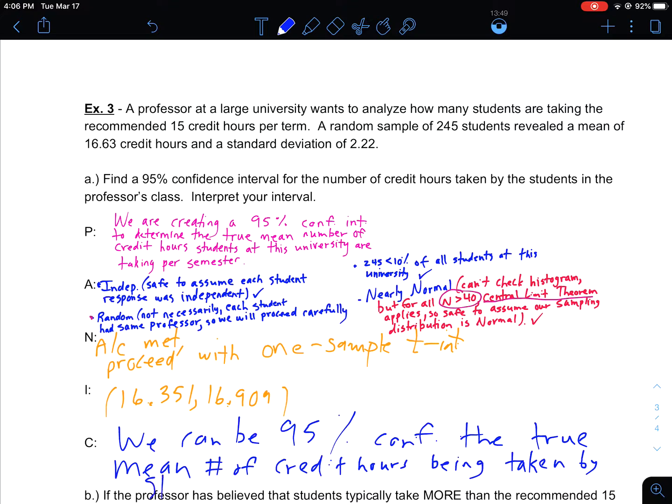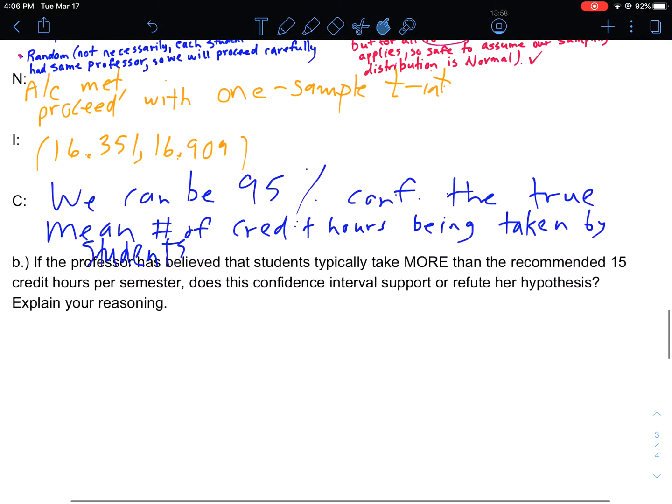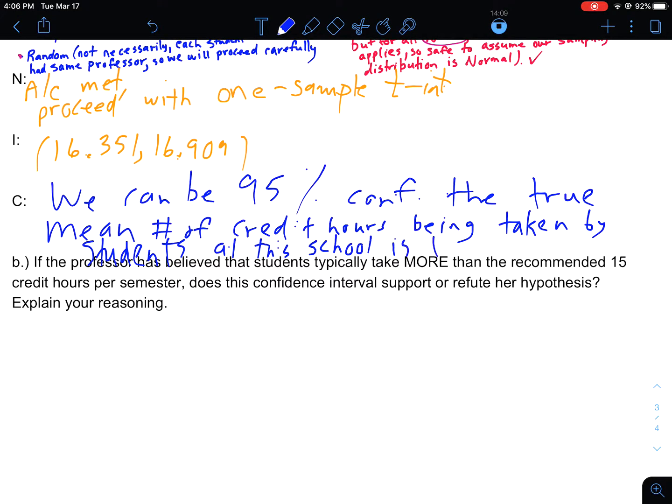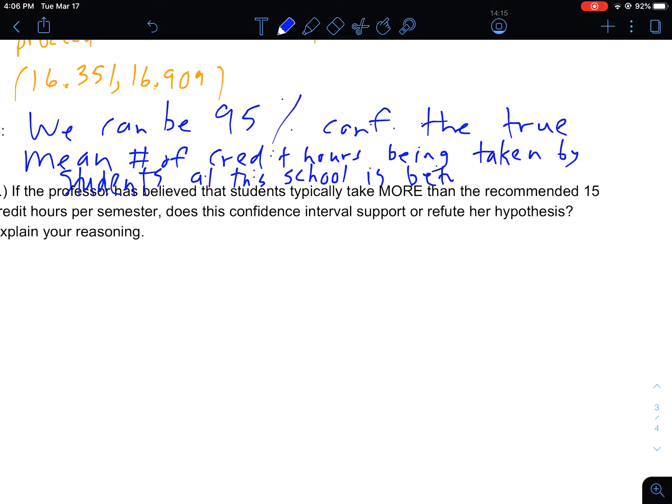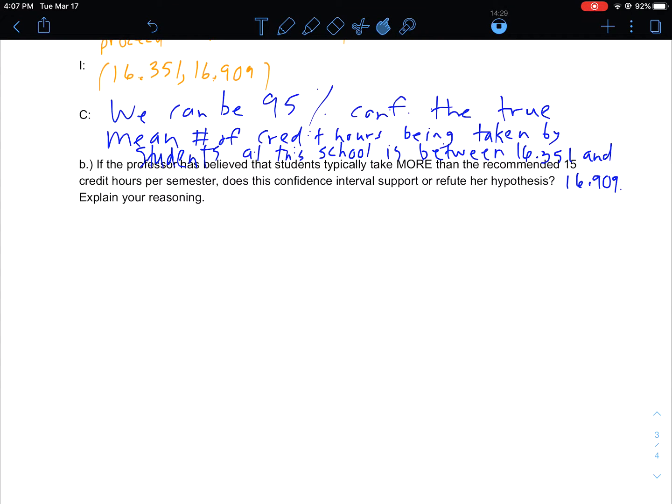And again, we're making this claim about the population based on this sample. We're hoping this professor did their due diligence and this sample is representative of the entire university. We can be 95% confident the true mean number of credit hours being taken by students at this school, apologize for the bad handwriting, is between those two numbers there. So it's between 16.351 and 16.909.